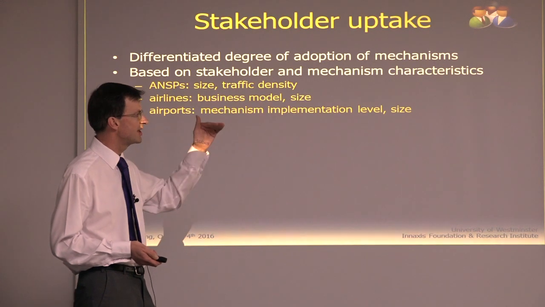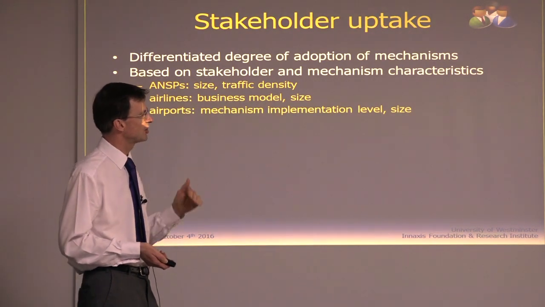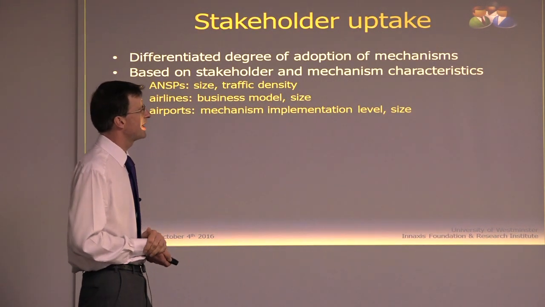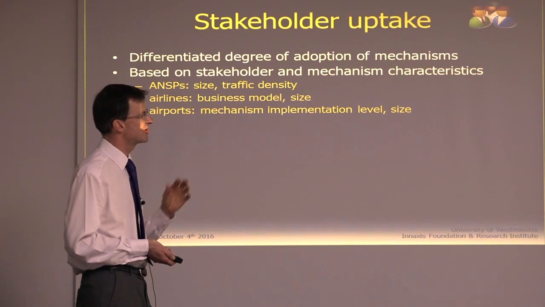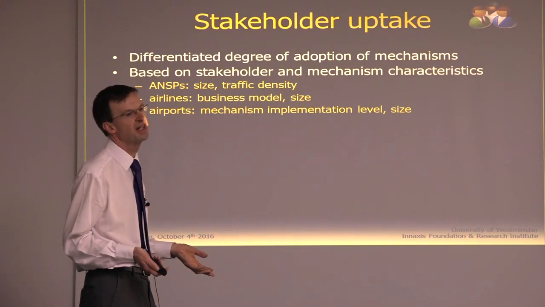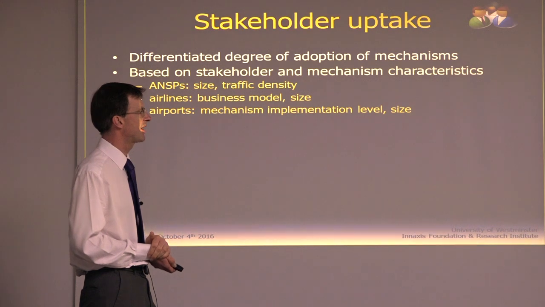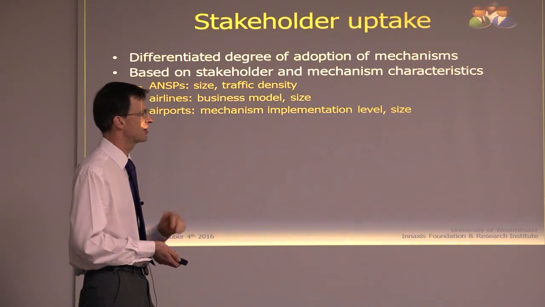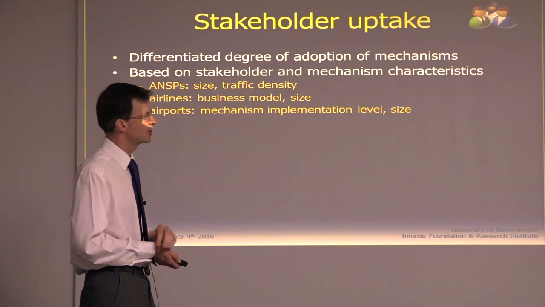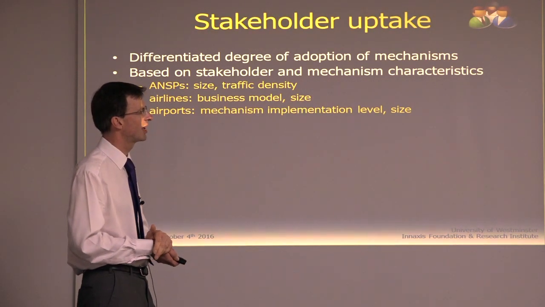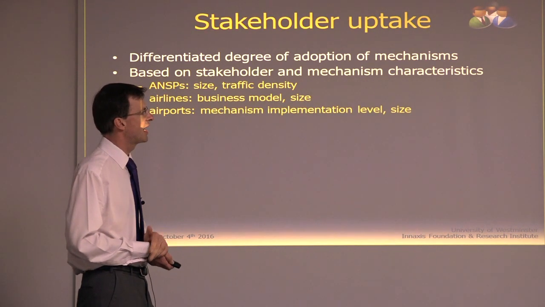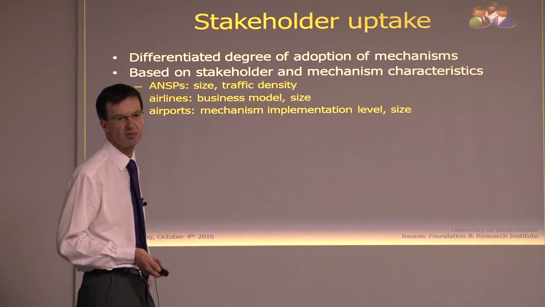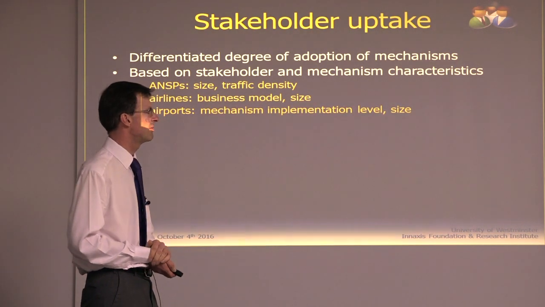We differentiated the uptake for the stakeholders on the supply side, if you like, from ANSPs, airlines and airports, essentially based on their size, how much money they've got to throw at investing into the mechanisms. For ANSPs, based on traffic density; for airlines, based on the business model. As you'll see later, we assume those with a connection model were more likely to invest in some of the mechanisms. And for airports, based on the planning already published by EUROCONTROL for ACDM uptake.